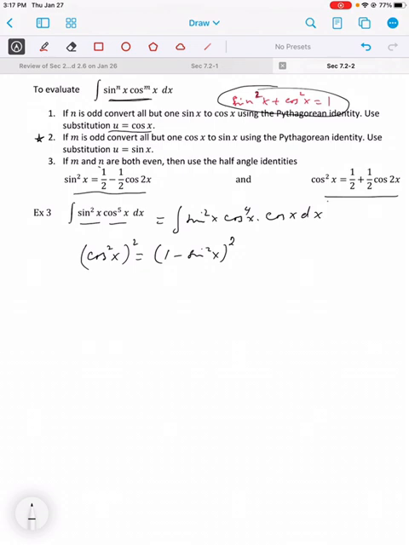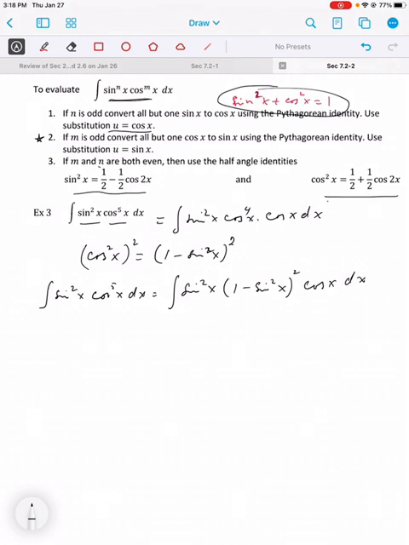Now we can expand it, or we can just leave it as it is, plug it in and then use substitution, or you can first expand it and then use substitution. That's your choice. But anyhow, if I leave it like this, my given integral becomes the integral of sine squared x times 1 minus sine squared x, whole squared, times cosine of x dx.